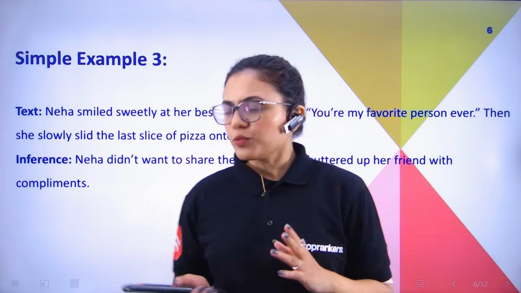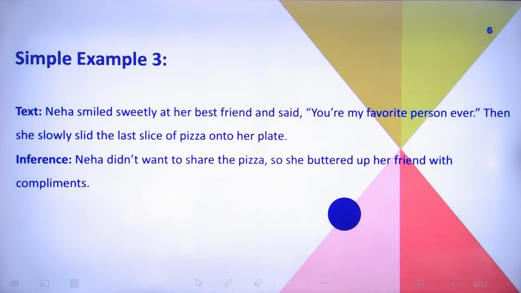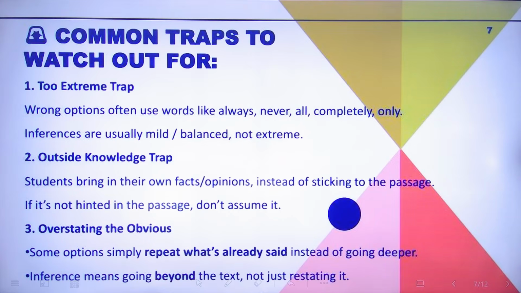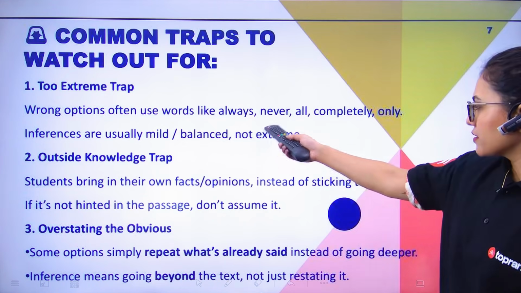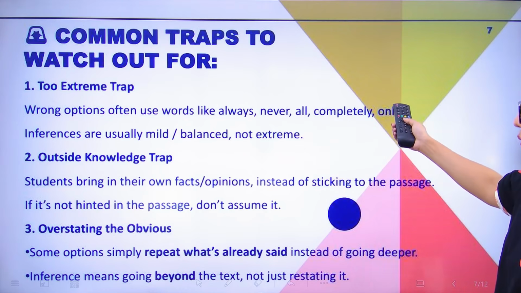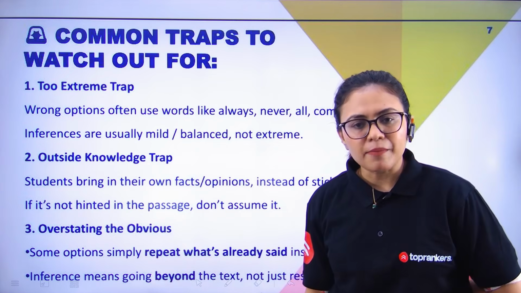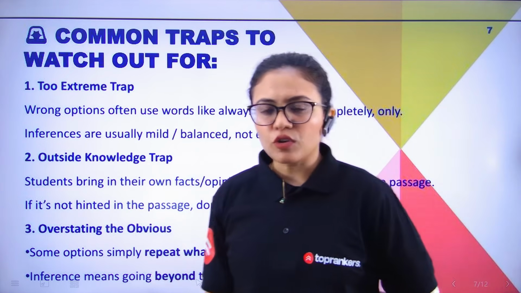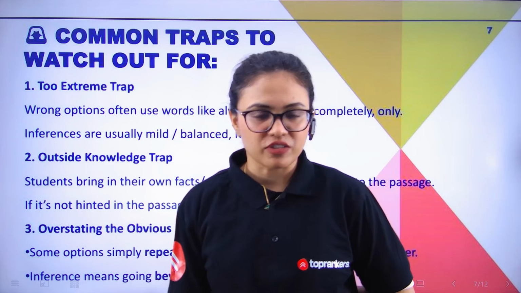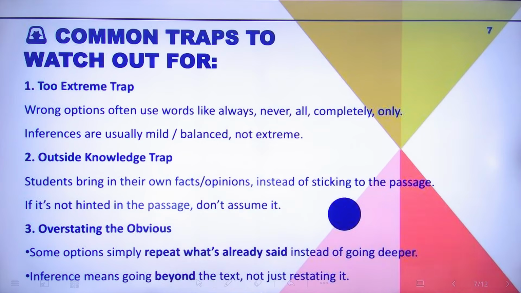So moving to the next one. Yes, as I was already talking about common traps. So, two extremes, which I have already told you: wrong options often use words like always, never, all, completely, only. Now, inferences are usually mild or balanced in nature. That means it will not have an extremist point of view. So always remember to find an option which is mild and balanced, not extreme.